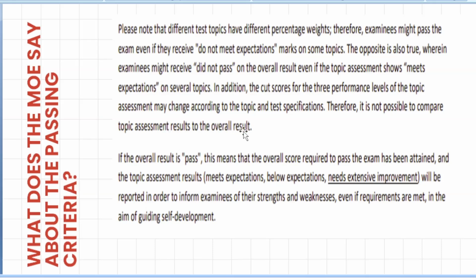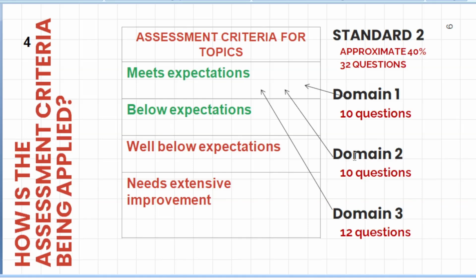Okay. So that means if you are not meeting in one of the domains, or if you fail in one of the domains, for example, suppose in domain 1 your score is below expectations, but you have performed well in domain 2 and domain 3. So that means you are meeting the overall percentage of the standards, so you will be getting a result of meeting expectations. This is one of the points.